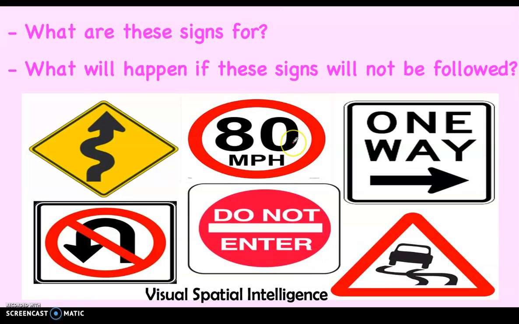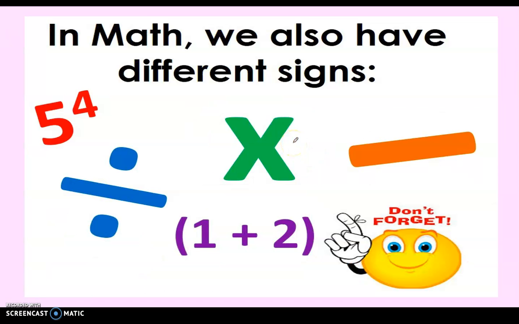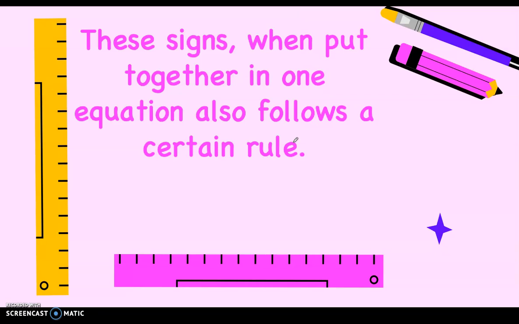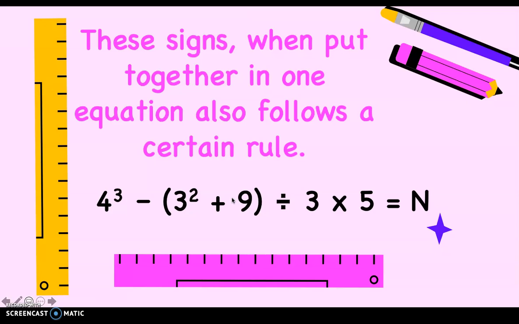Now, same as in math, there would also be different signs that we need to follow, because if not, you will not, or we will not, arrive at the same answer. So here, we have these signs, when put together in one equation, also follows a certain order. We have here 4 to the power of 3 minus open parenthesis 3 to the power of 2 plus 9 close parenthesis divided by 3 times 5 equals n.